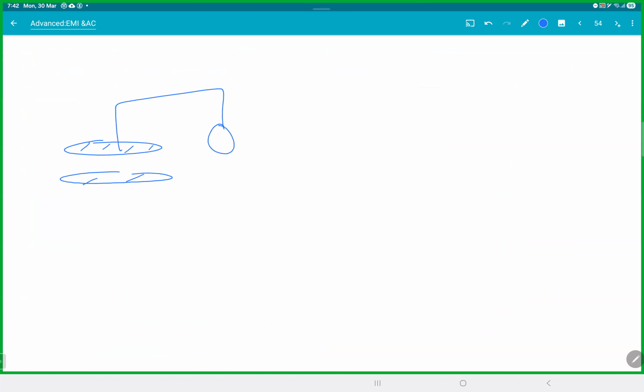So this was the capacitor. This was your source, which is V naught. I'll just write cos omega t for now. So this will be charge q, this will be minus q. So we know q is equal to C V naught cos omega t.